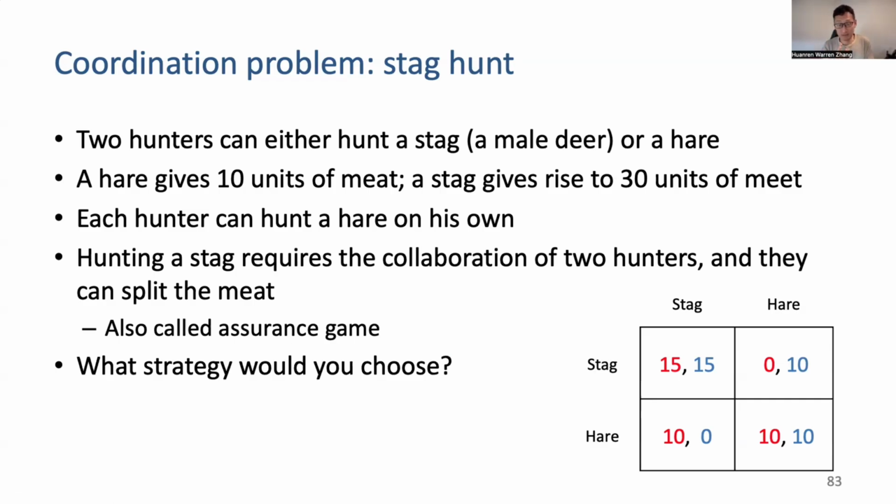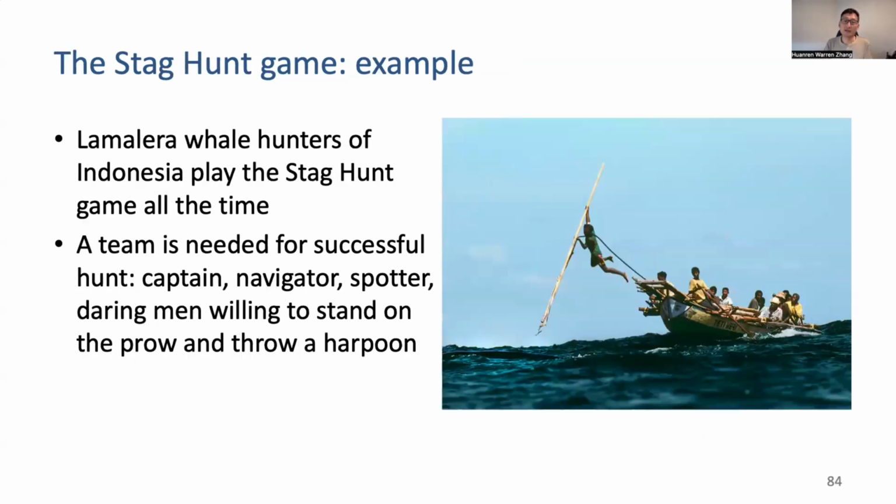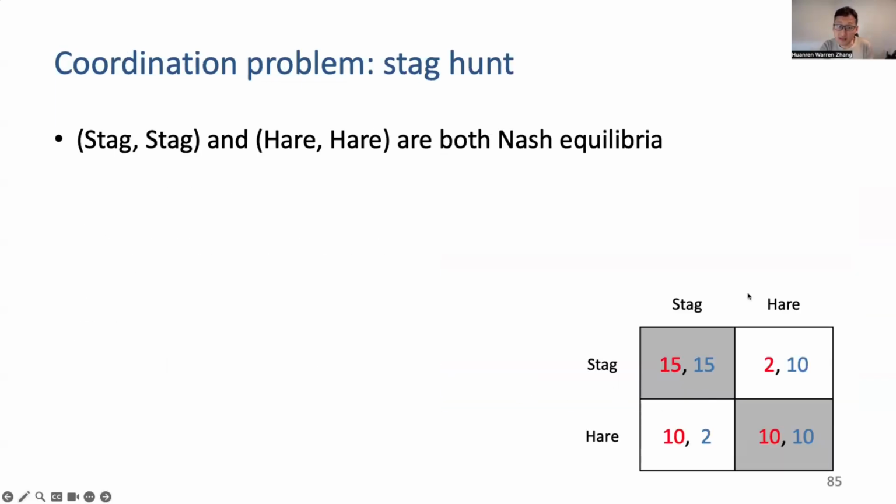It's difficult to say. Talking about the background of stag hunt, we do see real life examples like this: the Lamalera whale hunters of Indonesia. They play the stag hunt game all the time. Usually they have a team to coordinate with each other, with a captain, a navigator, a spotter, and daring men. To get the whale, they should be willing to stand on the prow and throw a harpoon, right? So they have to trust each other to play this stag hunt game.